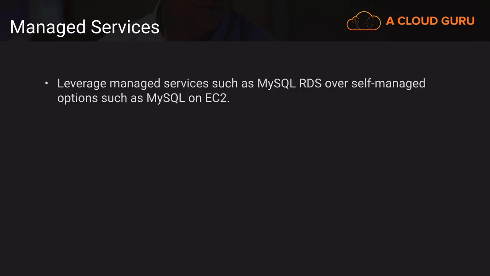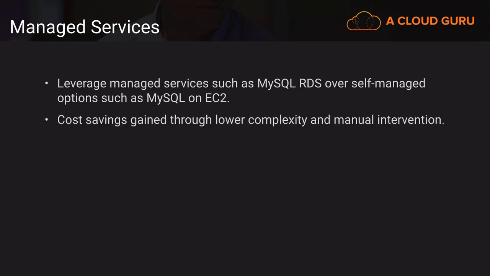Now back to talking about those soft costs. If we're able to leverage some of the managed services that AWS provides to offload administrative responsibility, well then that's a good thing and that's going to drive our costs down. So for example, if we can use MySQL RDS rather than running MySQL on an EC2 instance, we're going to have a lower total cost of ownership. And we're going to gain that cost savings through not having to worry about the complexity or all the manual intervention that might be required.